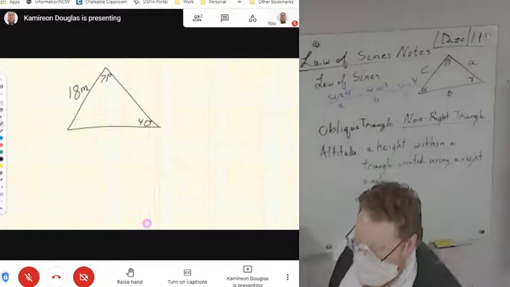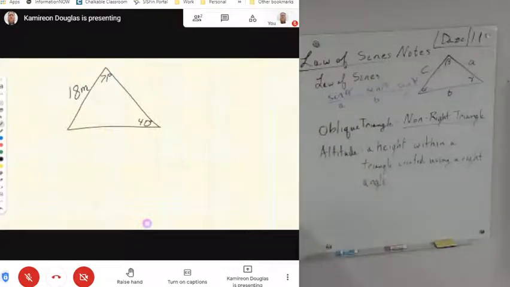So while you're working, here are my suggestions for how I will approach this. My first thing when I look at a triangle like this is to establish the opposite relationships. Which ones are supposed to go together? Where does the 18 go? Who does it go with? Who's its dance partner? Where does the 71 go?